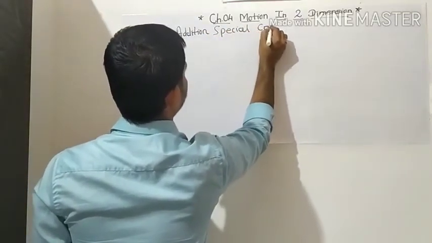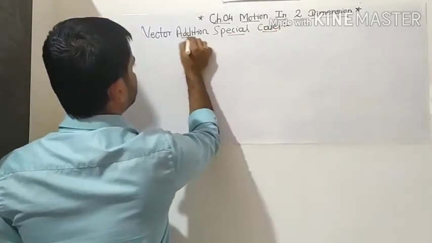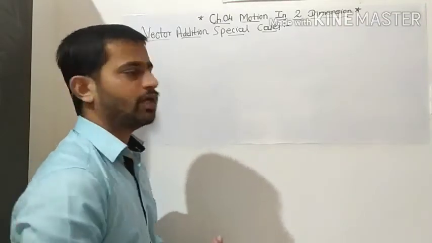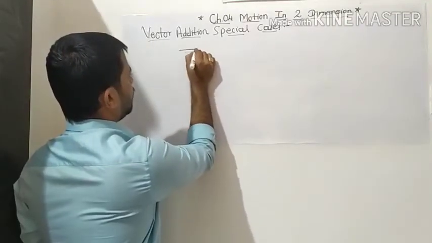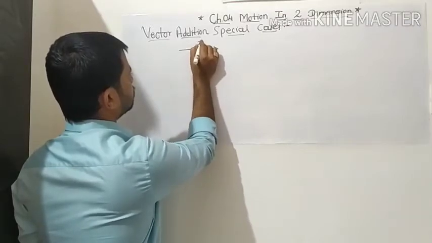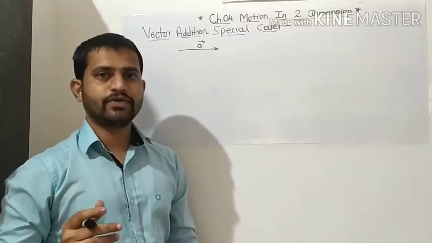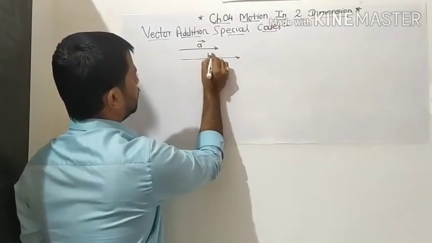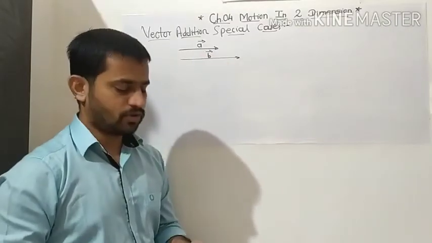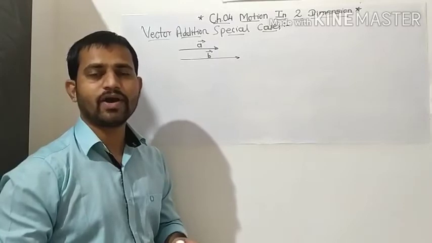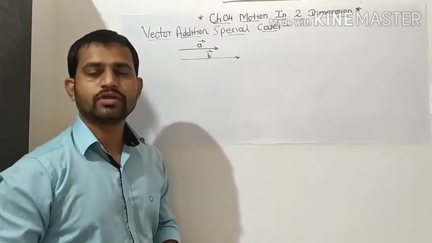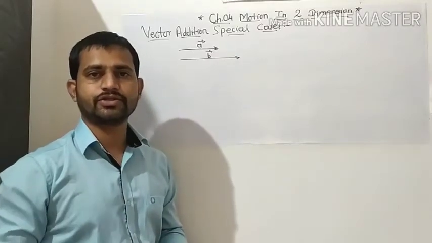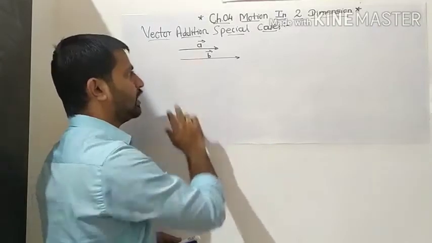Special cases means certain conditions are there. Suppose we have two vectors. The vector A is in this direction, and we also have the second vector, that is the vector B. Now, what is the condition for vector addition? The properties required for vector addition are that both physical quantities must be vectors and both must be of the same nature. So we have the two vectors, the vector A and the vector B.